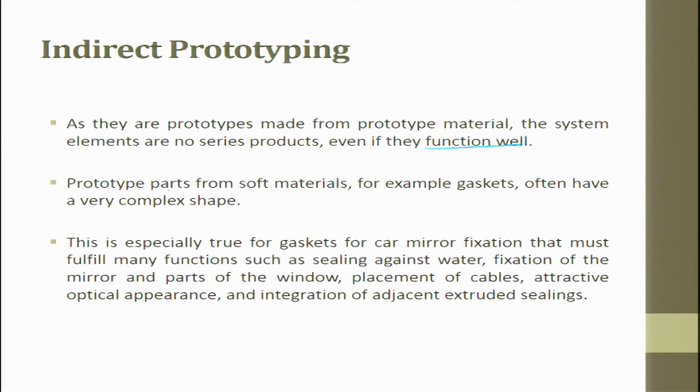Prototype parts from soft materials, for example gaskets, that is rubber, often have very complex shapes. So, we try to make it, seal it and then see whether it is working when we have metal to metal contact. This is essentially true for gaskets for a car mirror or fixation that must fulfill many functions, such as sealing against water, fixation of the mirror and parts of the window, placement of cables, attractive optical appearance and integration of adjacent extruded ceilings.